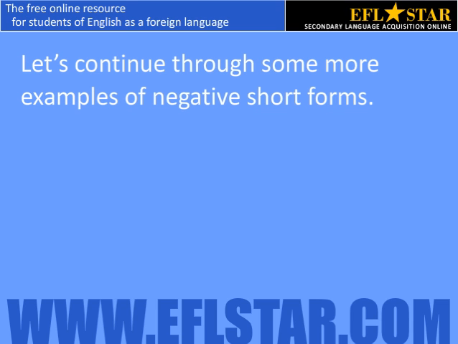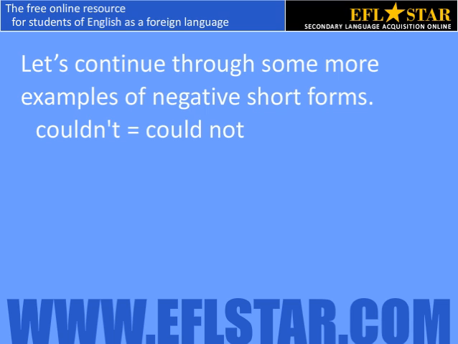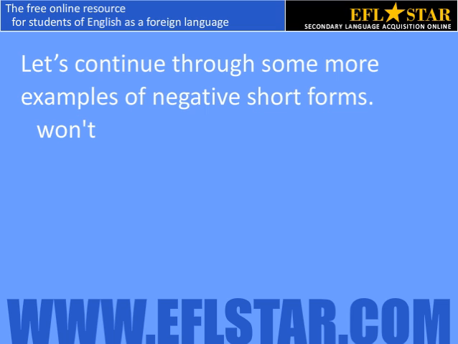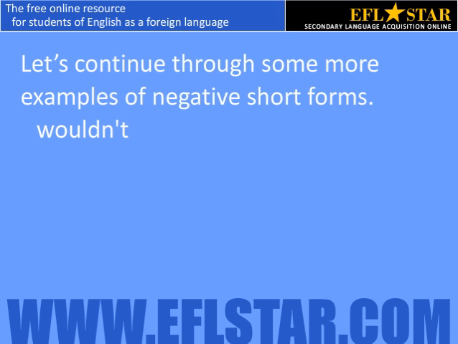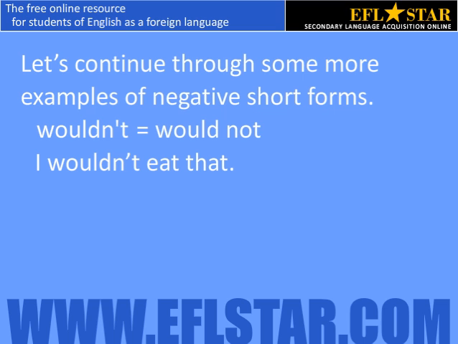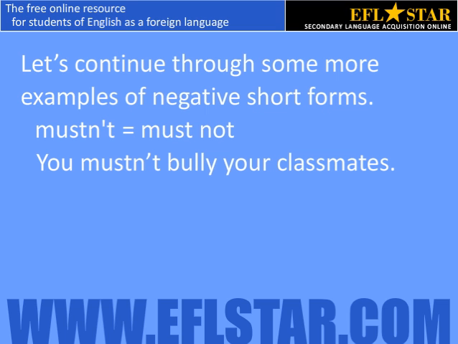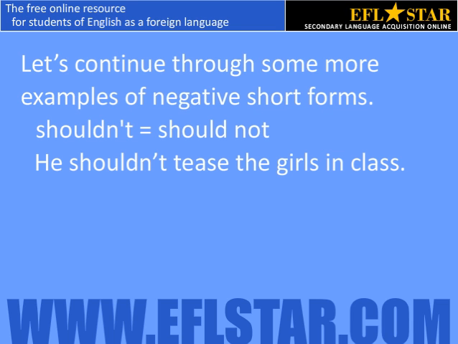Let's continue through some more examples of negative short forms. Can't, cannot. I can't find my keys. Couldn't, could not. They couldn't deliver the package. Won't, will not. She won't be at the game. Wouldn't, would not. I wouldn't eat that. Mustn't, must not. You mustn't bully your classmates. Shouldn't, should not. He shouldn't tease the girls in class.